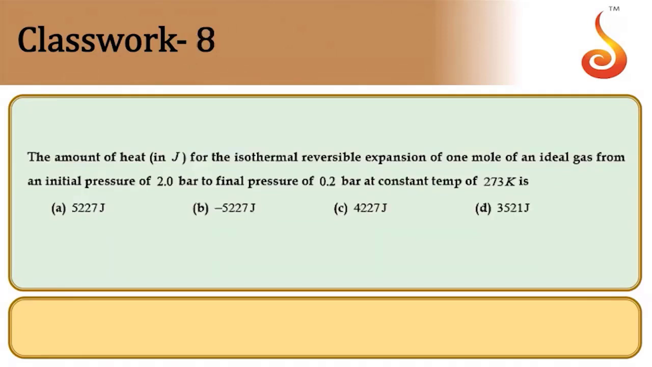Then coming towards the 8th one, the amount of heat, say in joules, for isothermal reversible expansion of 1 mole of ideal gas, from an initial pressure of 2 bar to a final pressure of 0.2 bar at a constant temperature of 273 Kelvin. So it is isothermal reversible expansion. They have taken 1 mole of ideal gas from initial pressure of 2 bar to final pressure of 0.2 bar.